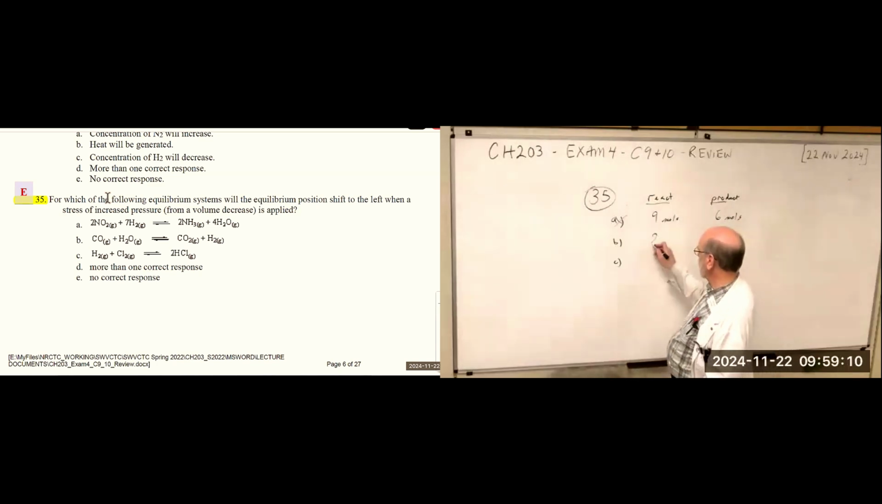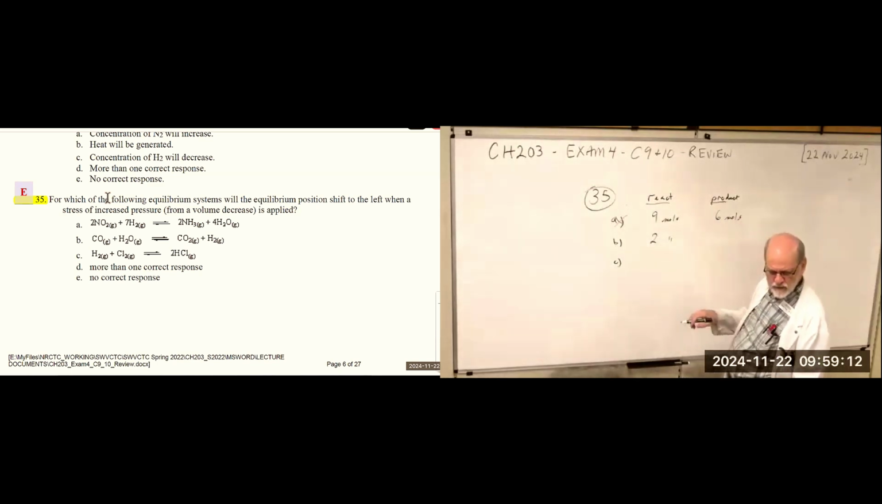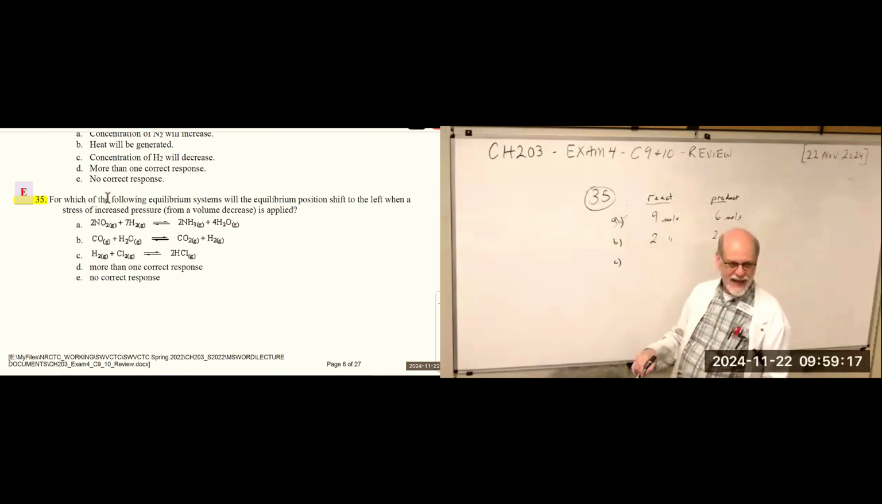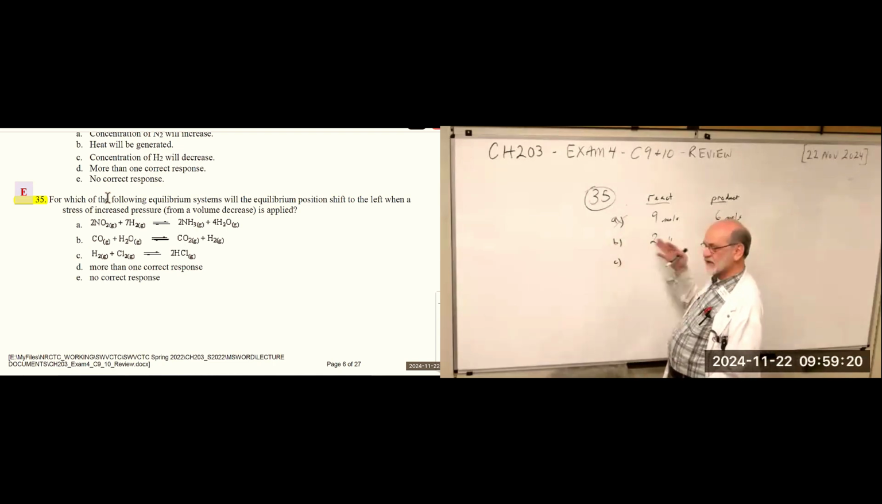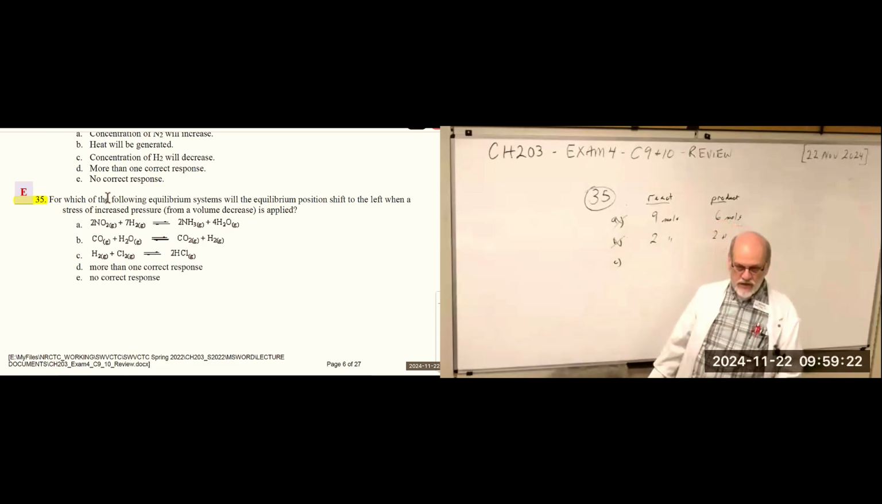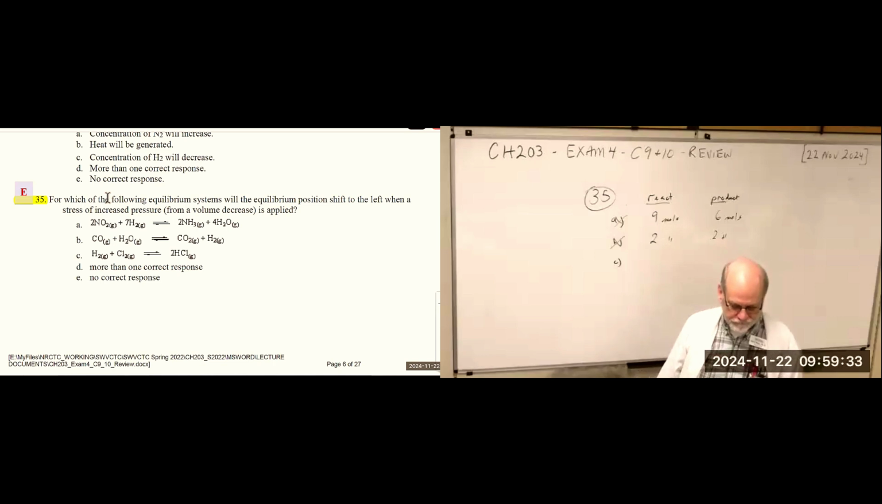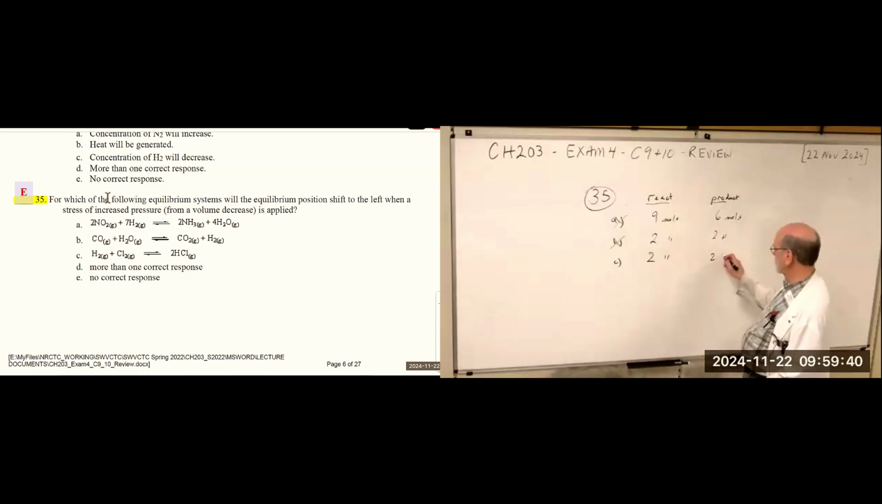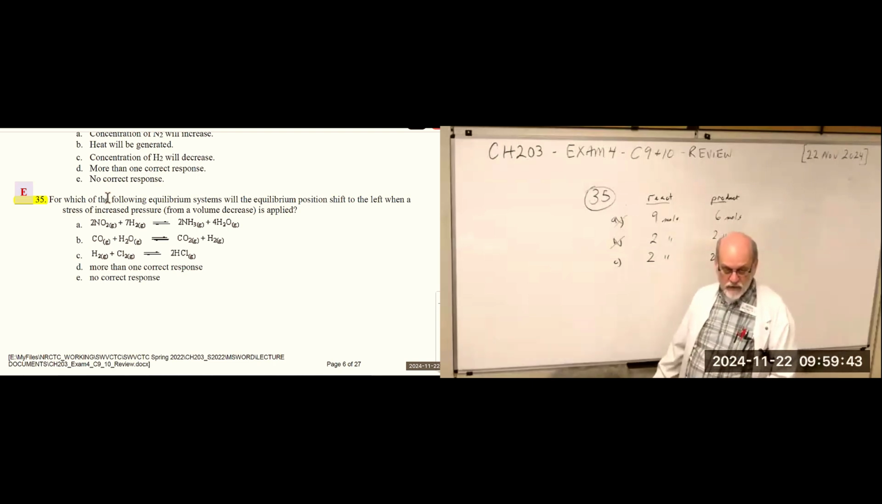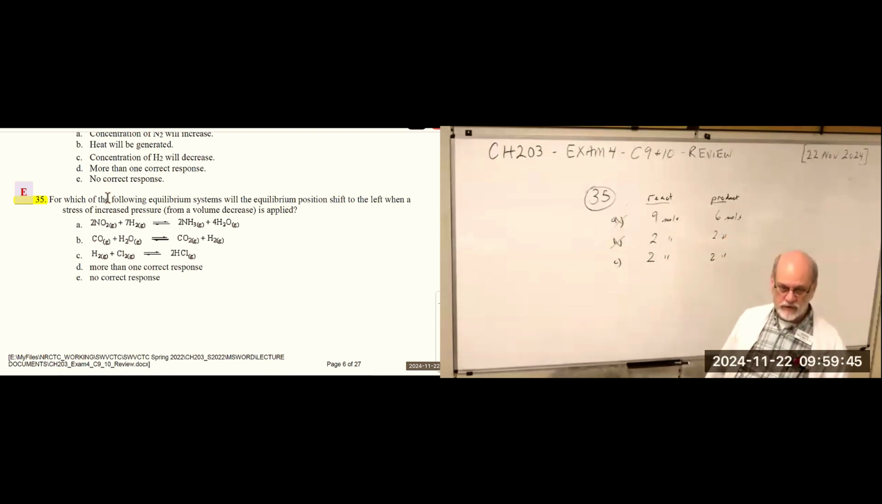We have 2 moles of gas here, and in the product we have 2 moles. Nothing happens. You've got the same number of moles of gas on both sides. You can change pressure all day long and nothing will happen in terms of the equilibrium. Let's see, the last one, H2 and Cl2, that's 2 moles, and the product is 2 moles. There's no correct response. None of them will shift to the left.